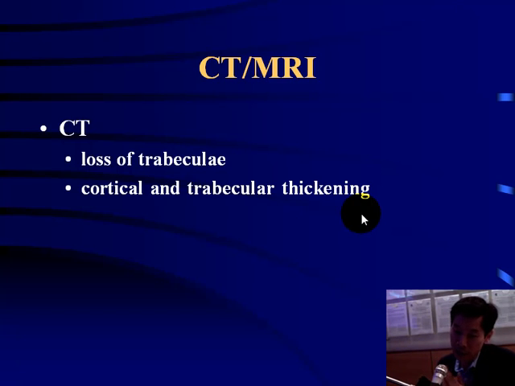Now, CT is easy. It kind of follows what the X-ray will look like. You would have loss of bony trabeculae early on in the lytic phase. Later on, we have cortical and trabecular thickening.